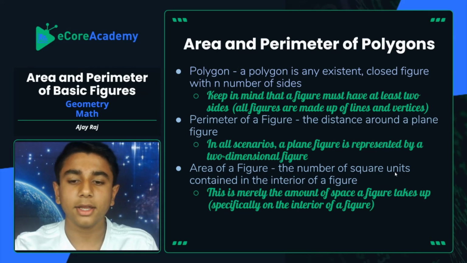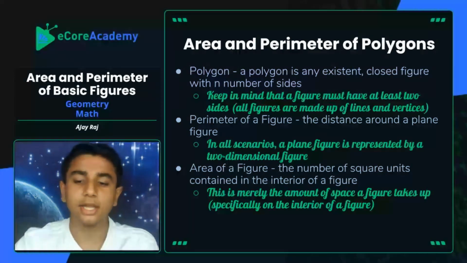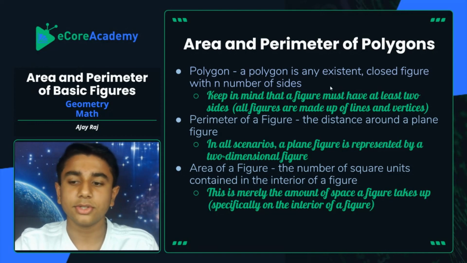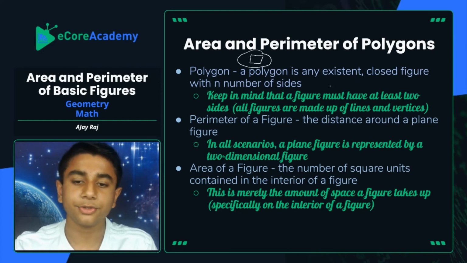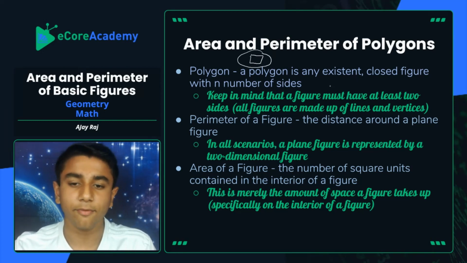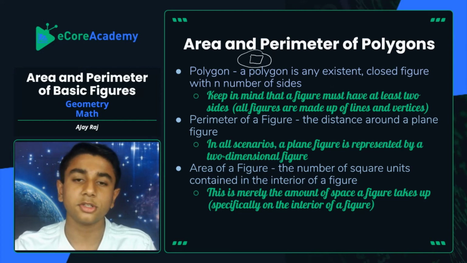So a polygon is basically just any kind of existing shape that has n number of sides. So it's any shape that could be a square. Say for example you have a square here, like that. I'm circling it in white. It has closed figures. It's made up of lines, so it's made up of 4 different lines, but it's also a closed figure, so it has absolutely no gaps.